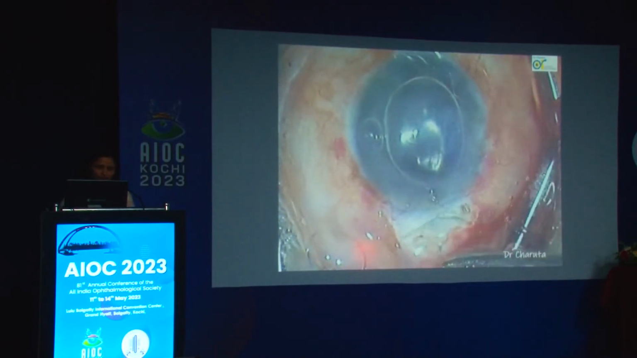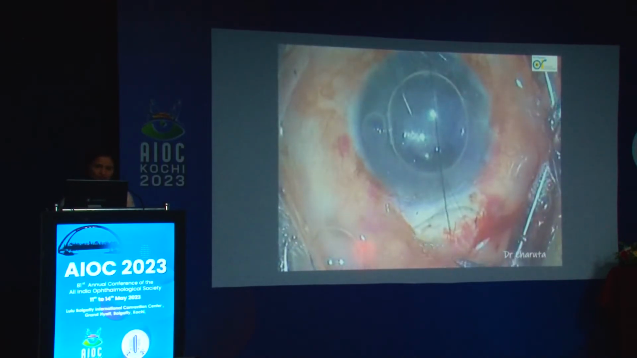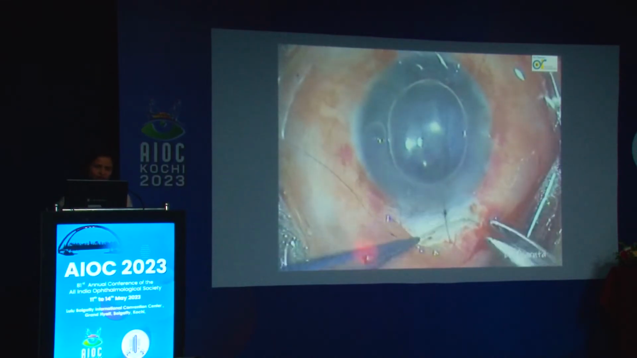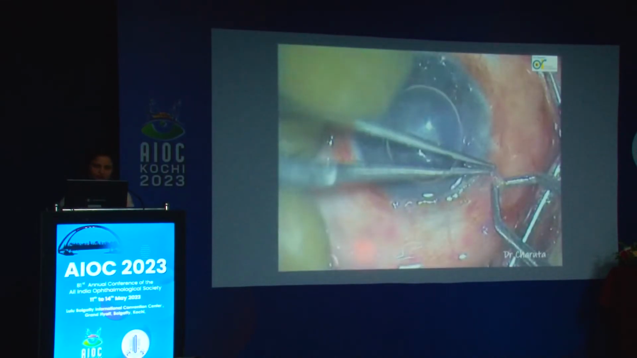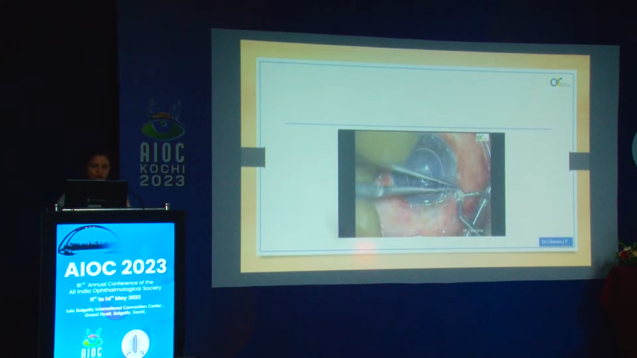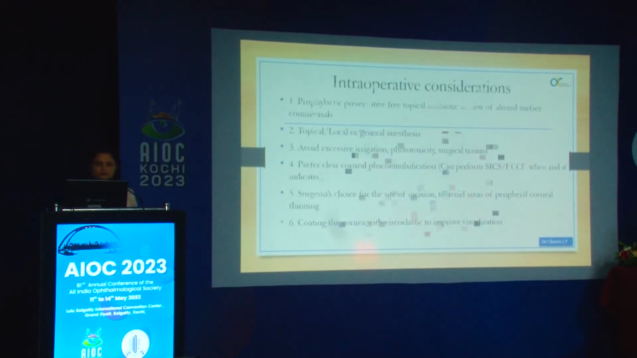It is important in irregular or scarred corneas, and especially in dry eye disease where we have planned an SICS. Even if your tunnel is well sealed, it is better to put a suture. So these are some of the points which I mentioned.